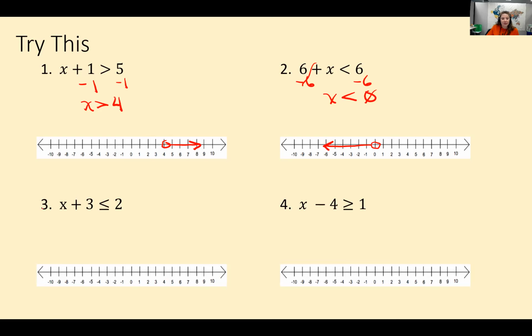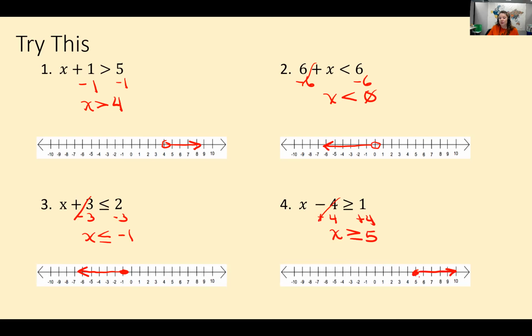The next one, I'm sorry, I didn't mean to get a negative number, but the opposite of +3 is -3. So this is gone. x is less than or equal to 2 minus 3, which is actually -1. So I'm going to fill in that circle, and we're going to point our arrow to the left. And the last one on the slide, the opposite of -4 is +4. So this is gone, and x is greater than or equal to 5. So find 5, fill in the circle, point my arrow to the right, and there's our answer.